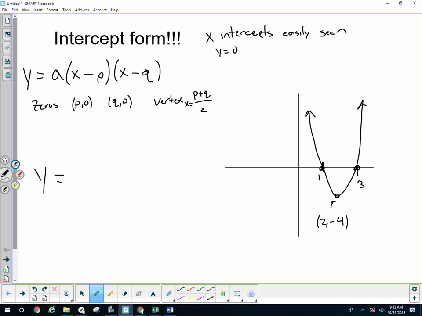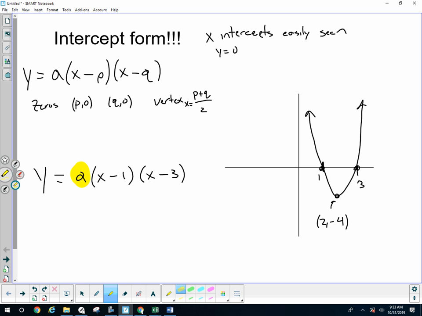We start by writing what we know. We know we have a 0 at 1 and 3. And understanding intercept form, if I have a 0 at 1 and 3, I know I have x minus 1 and x minus 3. That way when I plug in 1, this is 0. When I plug in 3, this is 0. So that's my x-coordinates 1 and 3. Now, what we don't know is A.